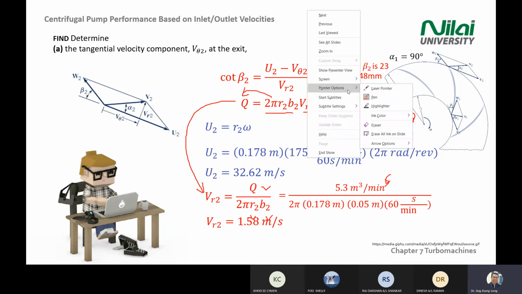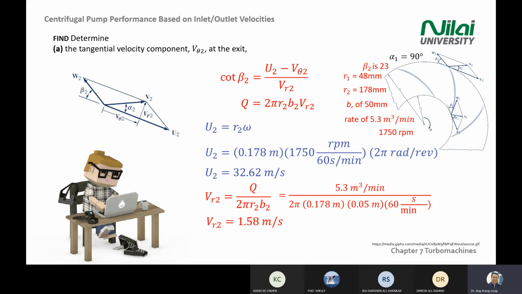So you arrive at the radial direction of your velocity, VR2 equal to 1.58 meter per second. So basically, this is just a substitution of value. Okay. So important equation, important is that you know the diagram itself. You know how to draw this diagram. And then recall the equation to calculate beta 2. So in this case, you calculate what is your U2 and VR2.